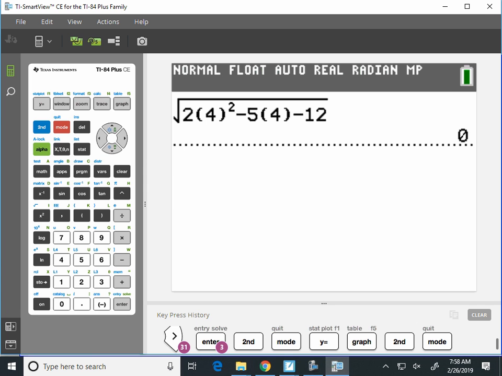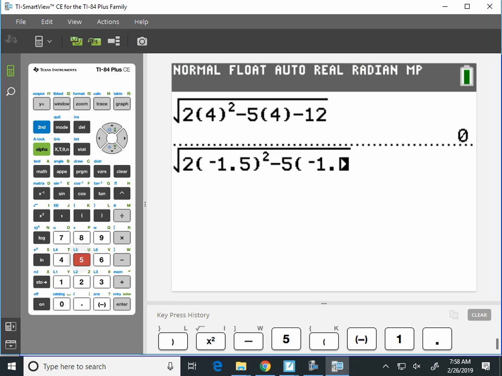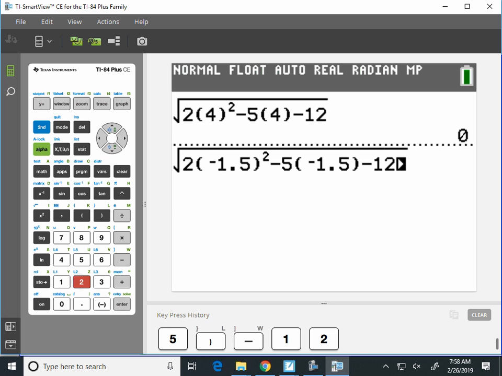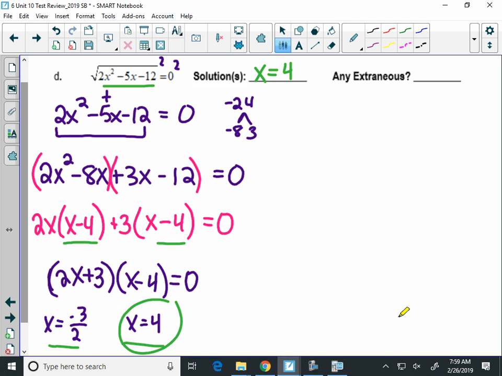So let's check negative 3 over 2 here. I'll have square root of 2. I'm going to use negative 1.5 instead of 3 over 2 just so I don't have to type the fraction. Minus 5 times negative 1.5 minus 12. And when I hit enter, I get 0, which is the output I want. So on this problem, I have 2 answers, 4 and negative 1.5, so there are no extraneous solutions.